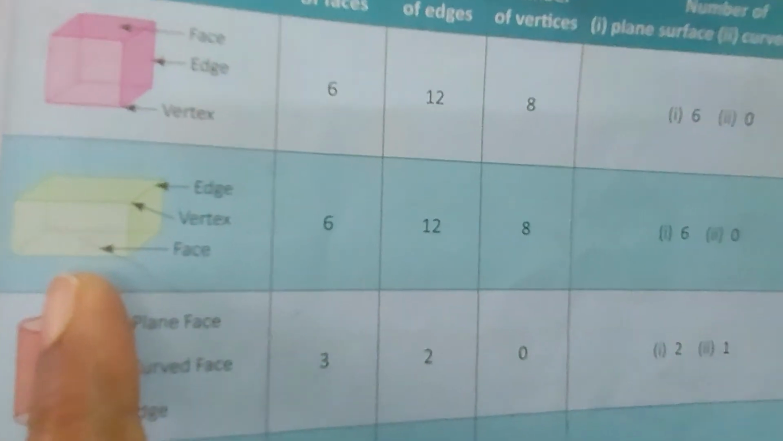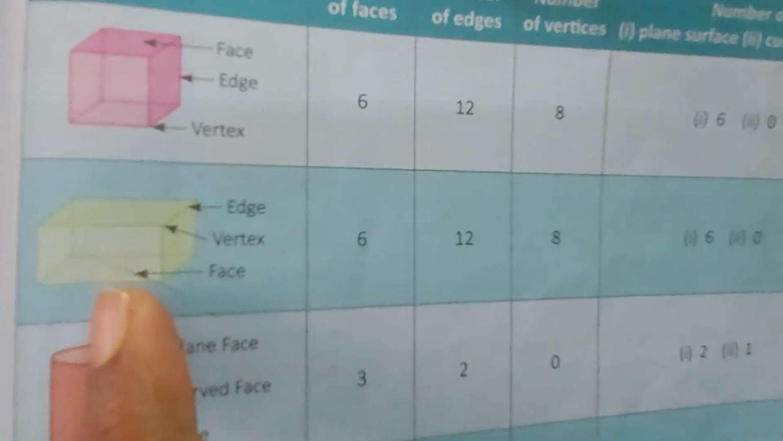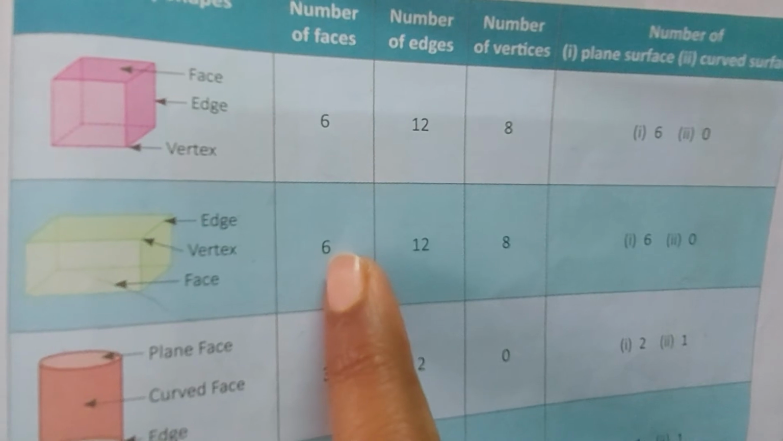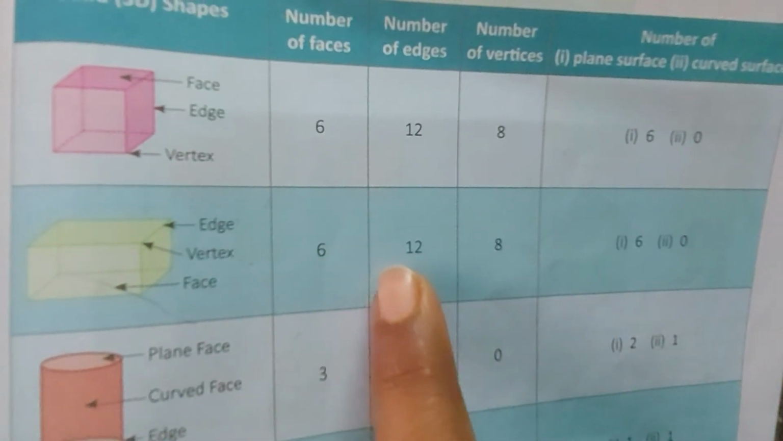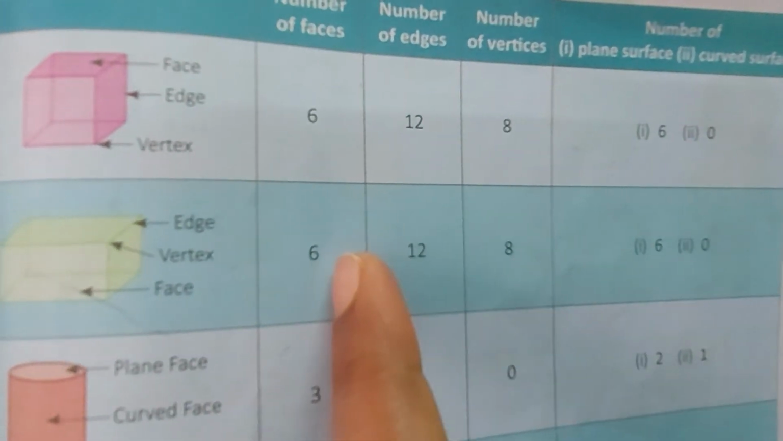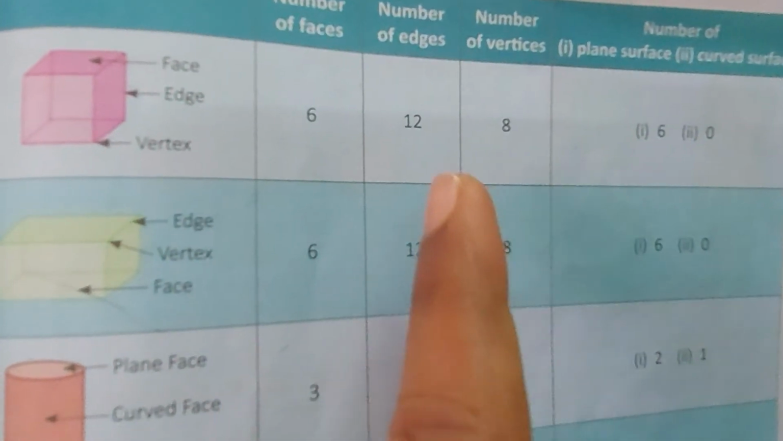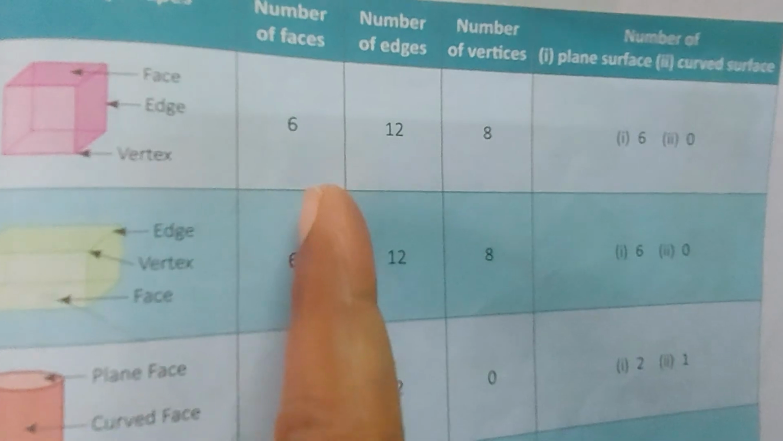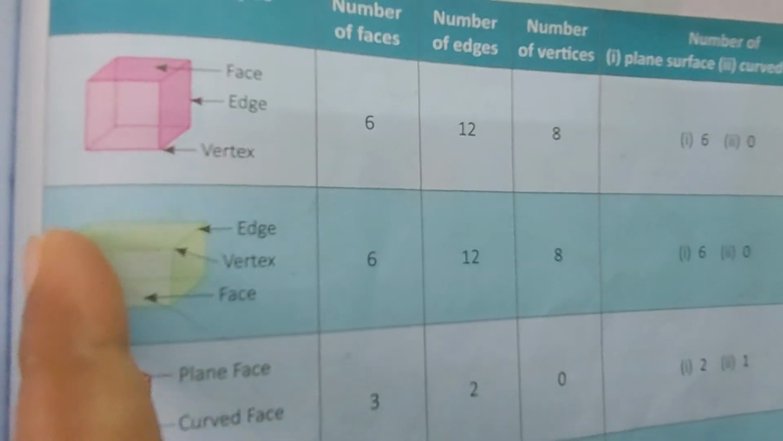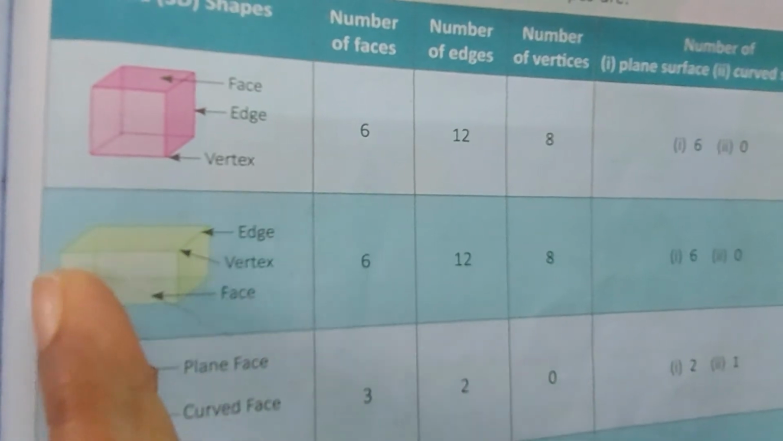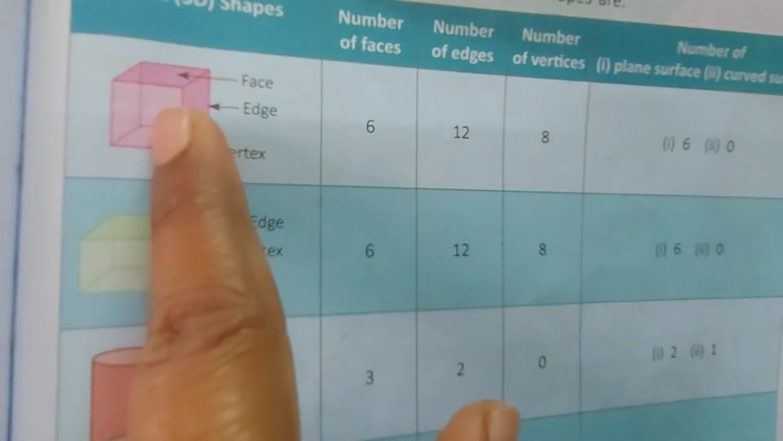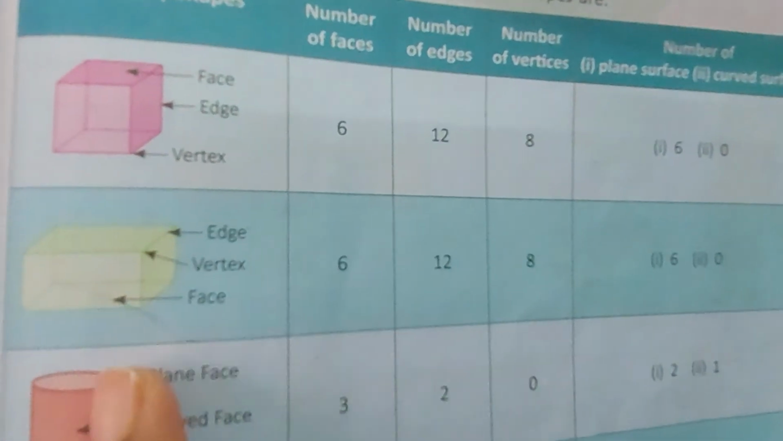Next similar figure we have a cuboid. It has 6 faces, 12 edges, 8 vertices. So the number of faces, edges and vertices in cube and cuboid are similar. The only difference is how we represent this face. It is a rectangle in a cuboid and it is a square in a cube.